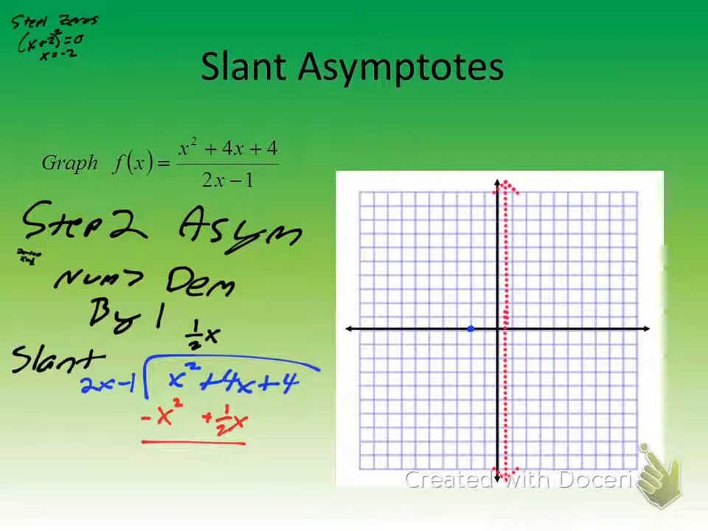4x plus 1/2 gives you 4.5, or I put it as 9/2 x. The plus 4 comes down. Okay, remember that.